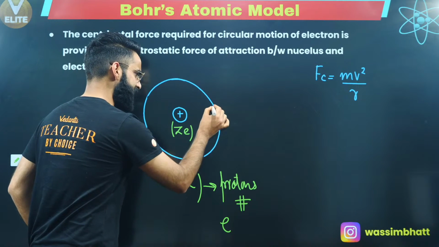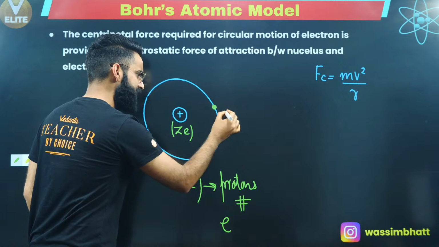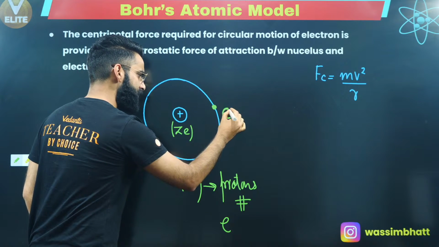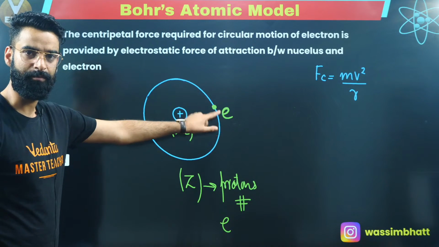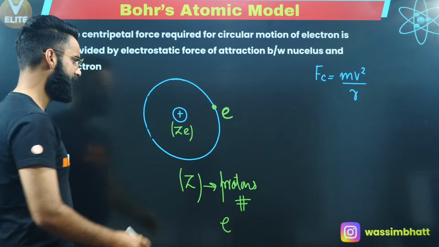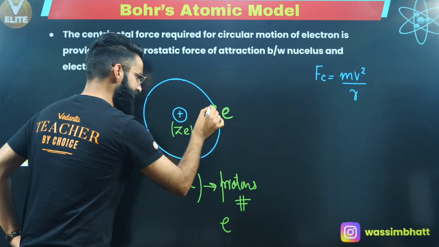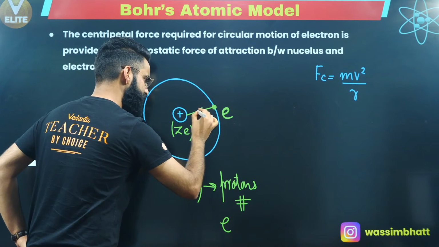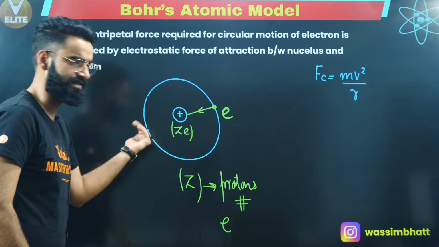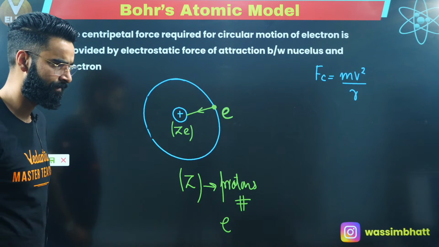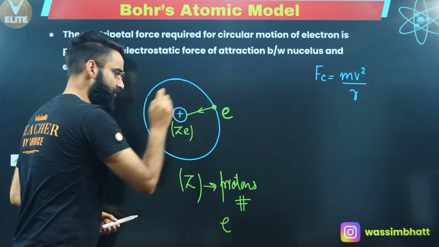Let's assume this is the electron over here, and the electron carries the negative charge. How much charge does the electron carry? The electron carries the charge e, but its sign will be minus. The magnitude is going to be e. Now people, this is the nucleus carrying positive charge, and this is the electron carrying the negative charge. Can I say there will be electrostatic force of attraction between this nucleus and the electron, which will be directed towards the center? Absolutely, yeah.